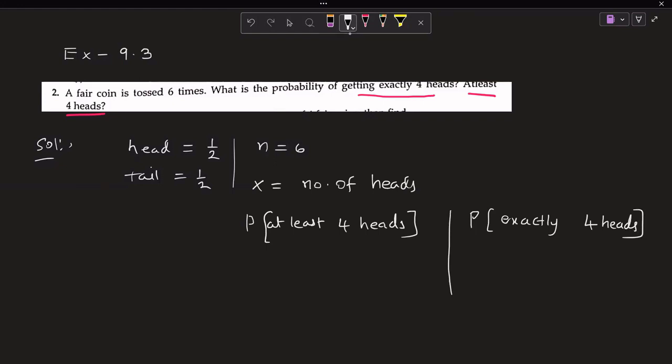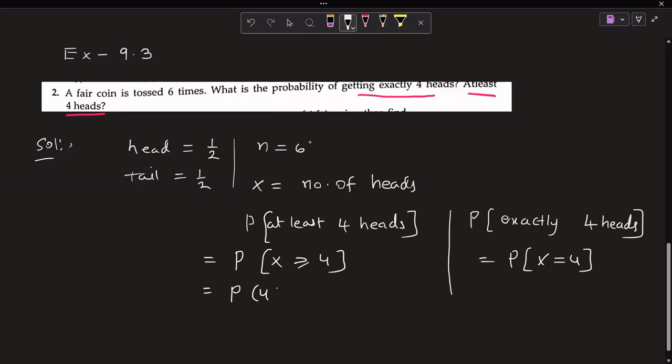Okay, at least 4 heads means P of x greater than or equal to 4. Exactly 4 heads means P of x is equal to 4. So we have a choice of getting up to 6 heads because 6 coins are tossed. So you can write P of 4 plus P of 5 plus P of 6.